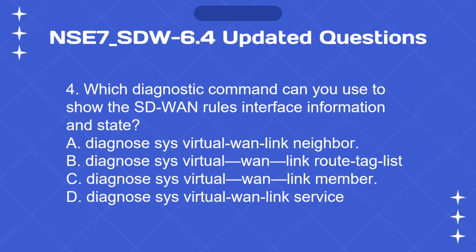4. Which diagnostic command can you use to show the SD-WAN rules interface information and state? A. diagnose sys virtual-wan-link neighbor. B. diagnose sys virtual-wan-link route-tag-list. C. diagnose sys virtual-wan-link member. D. diagnose sys virtual-wan-link service.